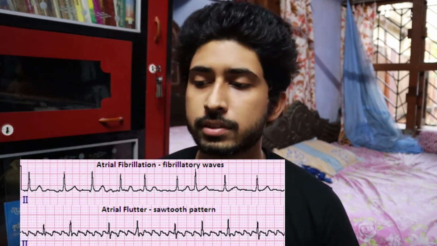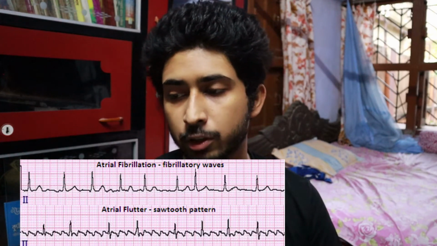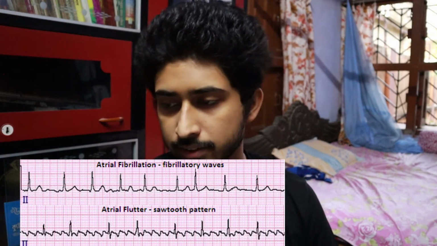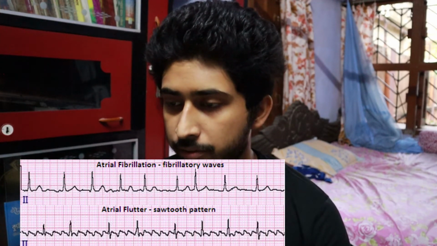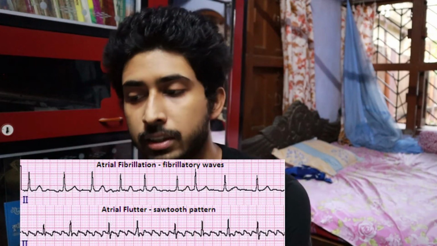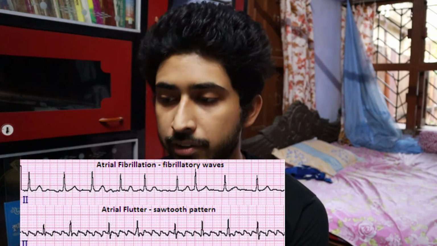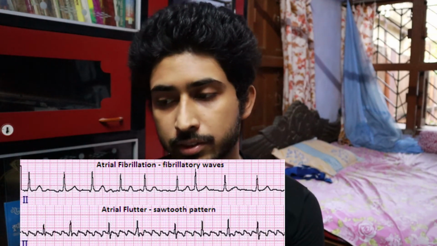Now on your screen you can see atrial fibrillation above and atrial flutter below. The characteristic sawtooth pattern is seen in atrial flutter, and in case of atrial fibrillation, the fibrillatory wave. The RR intervals are irregular in atrial fibrillation. Also, there is no P wave that can be identified in atrial fibrillation.